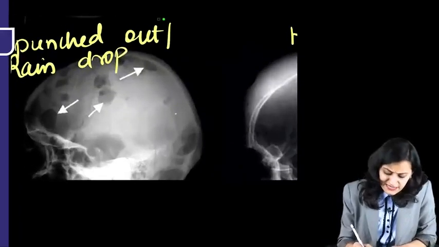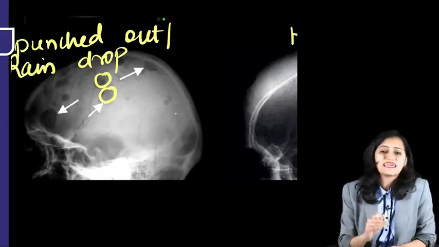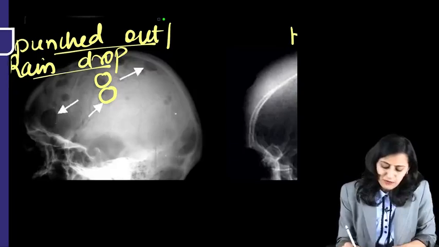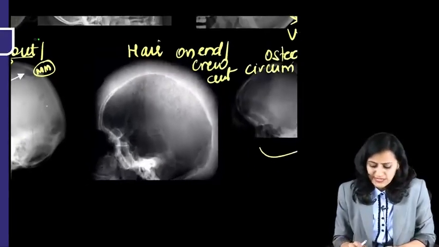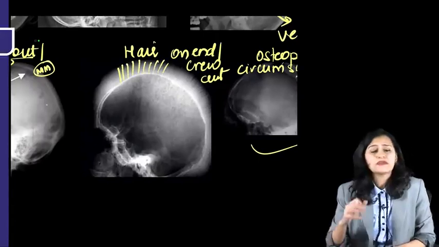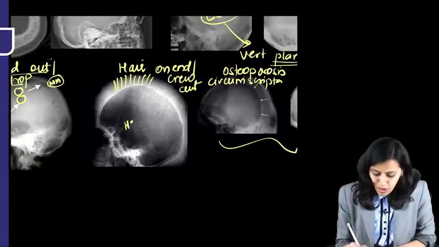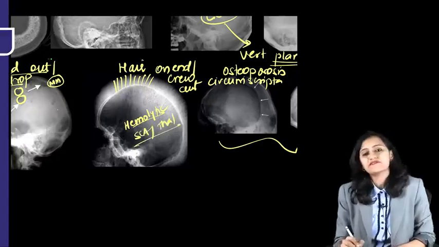When you see the lytic lesions which are very well defined and larger, almost of the same size in an elderly patient with bone pains, think of the punched out or the raindrop lytic lesions of multiple myeloma. What we see here is the crew cut or the hair on end appearance of the skull, which is suggestive of increased hematopoiesis secondary to hemolysis. So this is seen in hemolytic anemia like sickle cell anemia, thalassemia, G6PD deficiency.